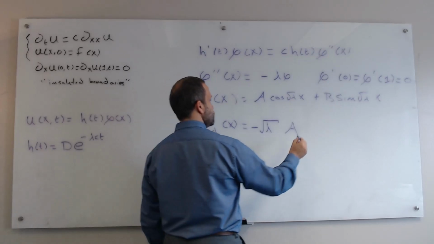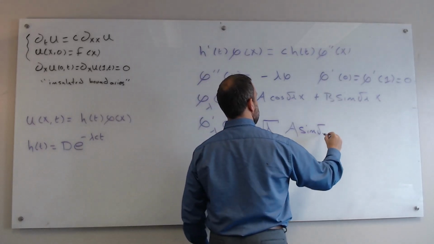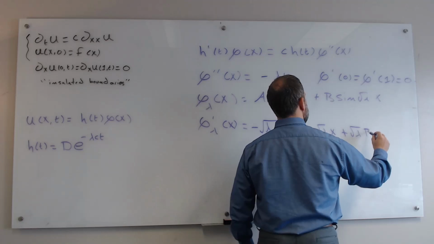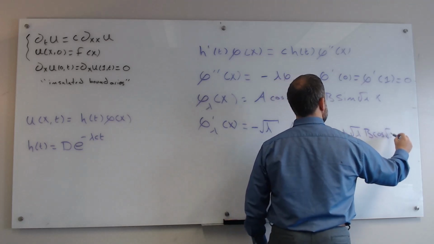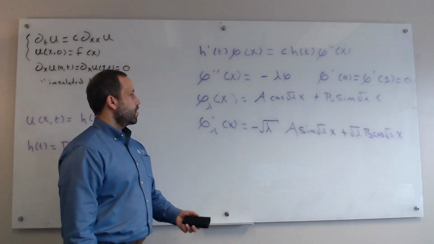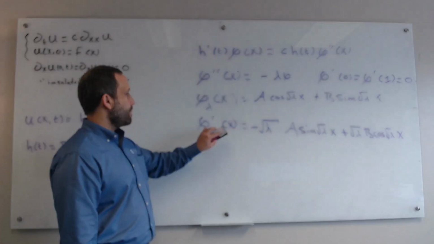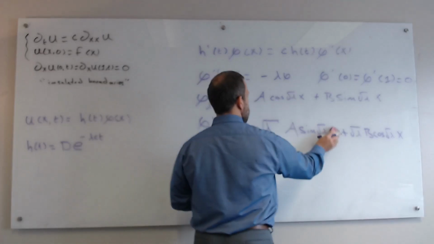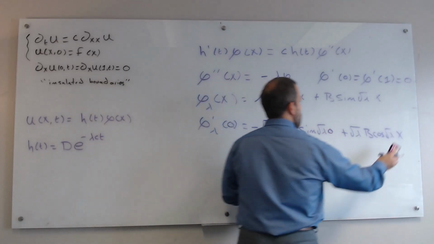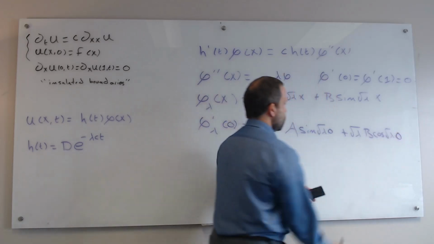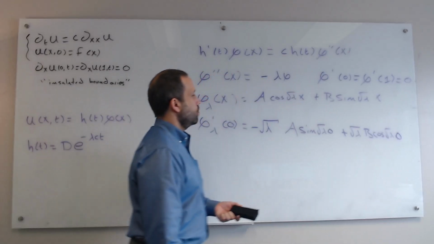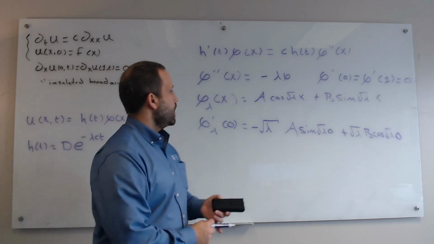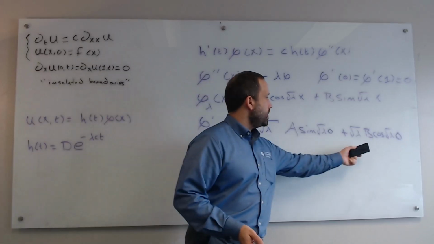Minus square root of lambda times a sine square root of lambda x, and then plus square root of lambda b cosine square root of lambda x. I don't want to keep rewriting this over and over again, but what's going to happen? If you plug in x equals 0, we're going to get 0 here, 0 here, and 0 here. But cosine of 0 is equal to 1. And so what this tells us then is that b has to be equal to 0.